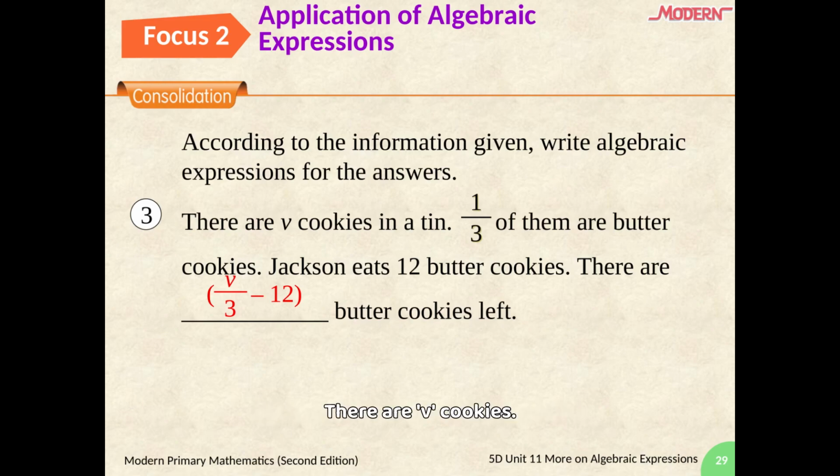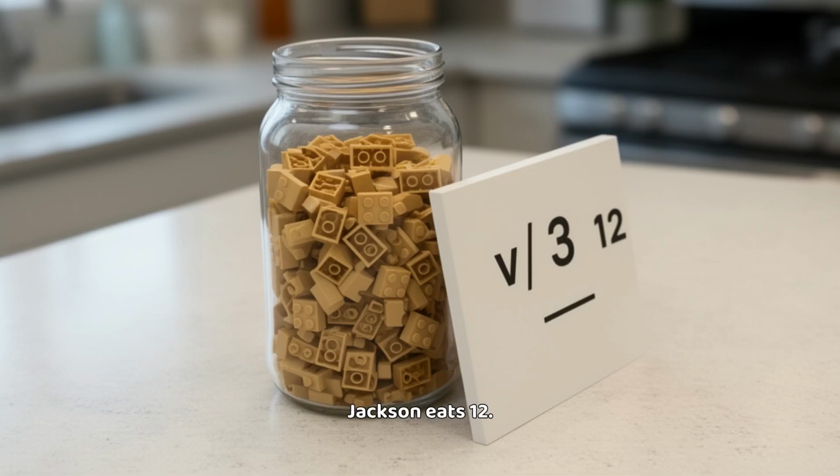Slide 29, Jackson and the cookie tin. There are V cookies. 1/3 are butter cookies. Logic, 1/3 of V is V over 3. This is our butter cookie pile. Hint, of usually means multiplication in word problems. Jackson eats 12. Subtraction time, V over 3 minus 12. Pro tip, identify the specific group, butter cookies, before you subtract. Jackson, you're a math snack monster. Save some for the Section 7 outro.